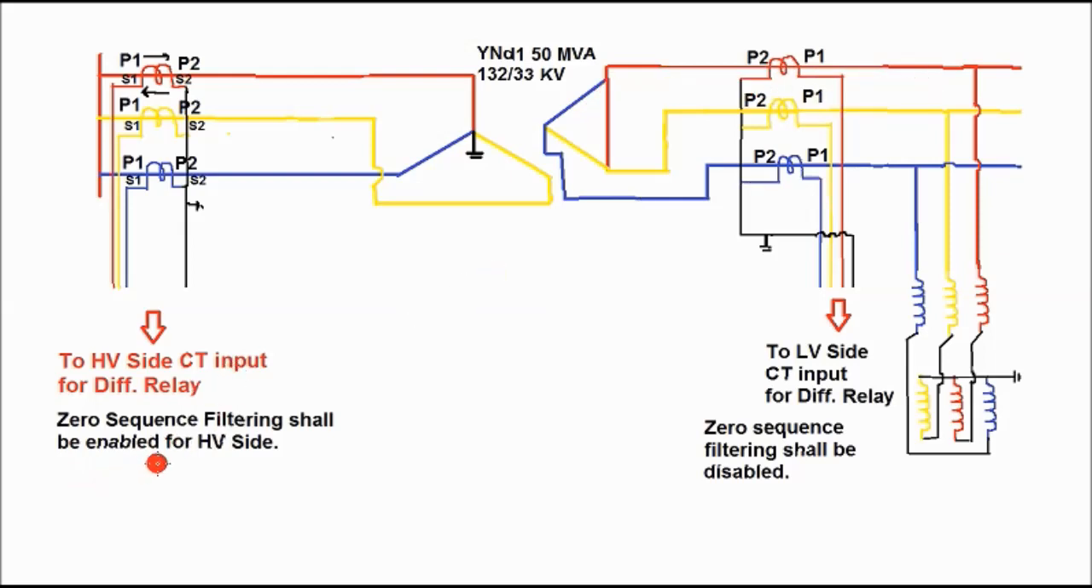So here the zero sequence filtering shall be enabled in the numerical relay for the HV side, since the HV side is star connected and the neutral is grounded. And for the delta side, zero sequence filtering shall be disabled, since it is an ungrounded delta.